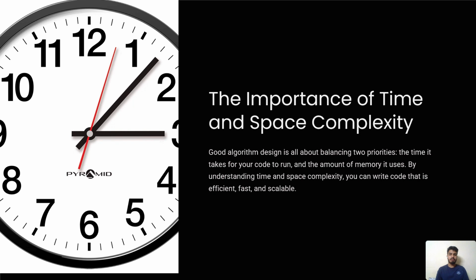The importance of time and space complexity. Good algorithm design is all about balancing two priorities: the time it takes for your code to run and the amount of memory it uses. By understanding the time and space complexity, you can write code that is efficient, fast, and scalable.